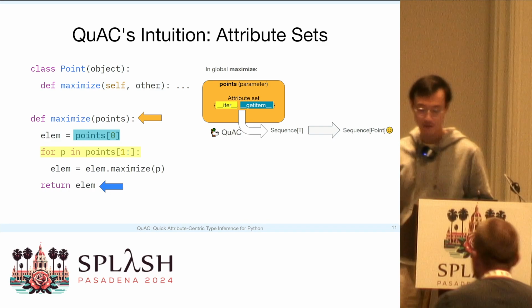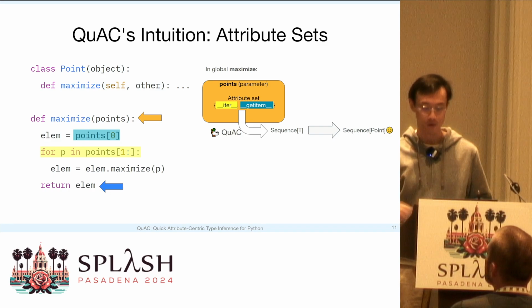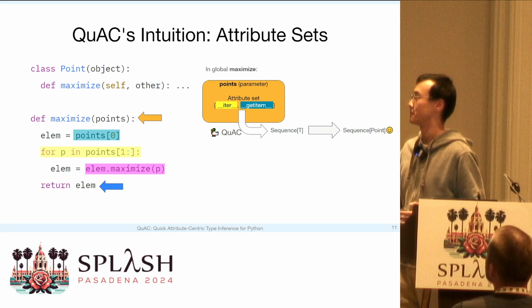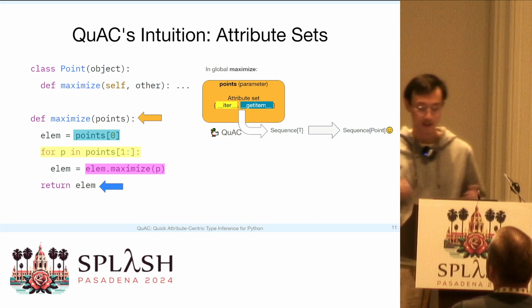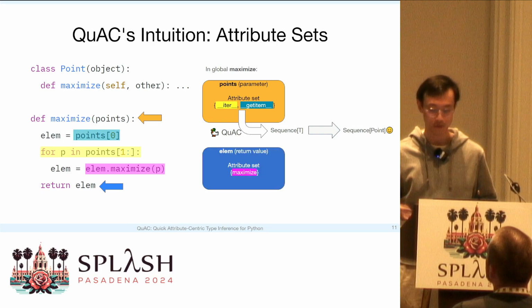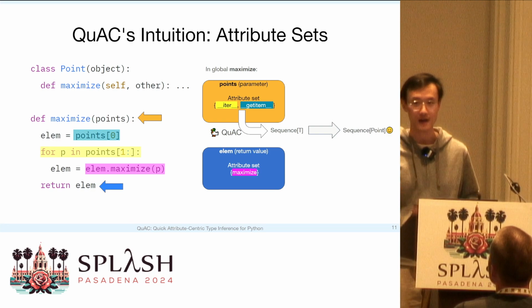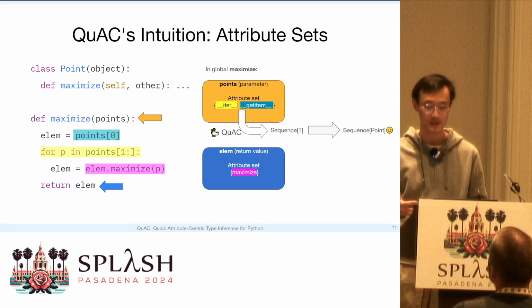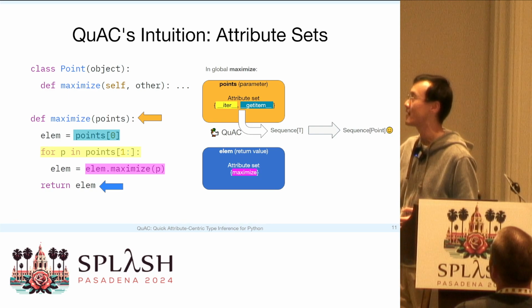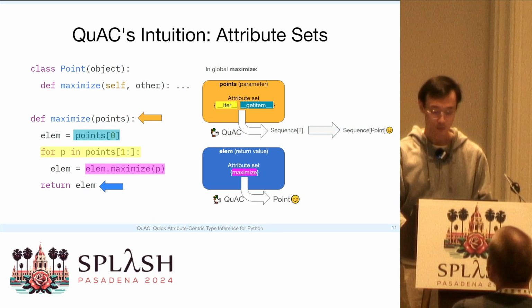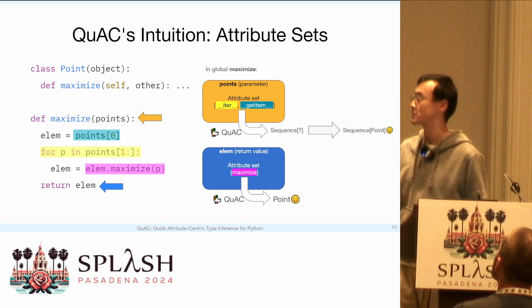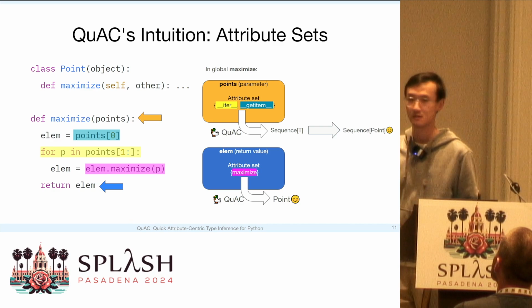Furthermore, for the return value, the case is a little more simple. The return value calls its method maximize on line 11. Thus, it has the attribute set {maximize}. If the user-defined class Point is the only class within this context providing this attribute, then element should be annotated with Point. QuAC also correctly predicts its type to be Point based on the attribute set.